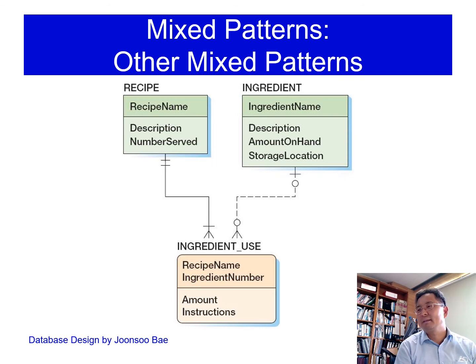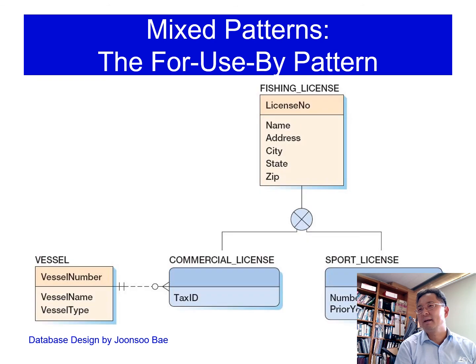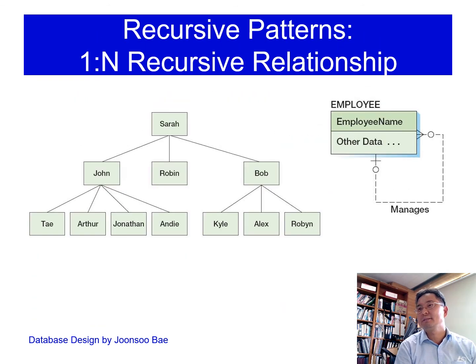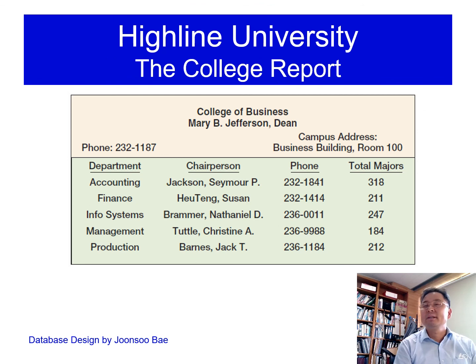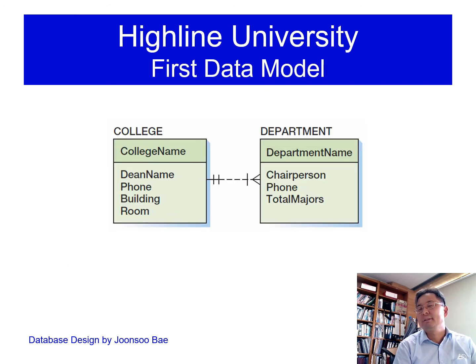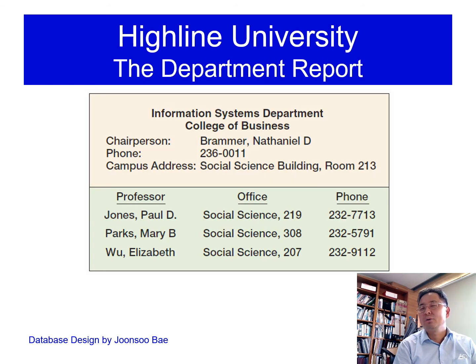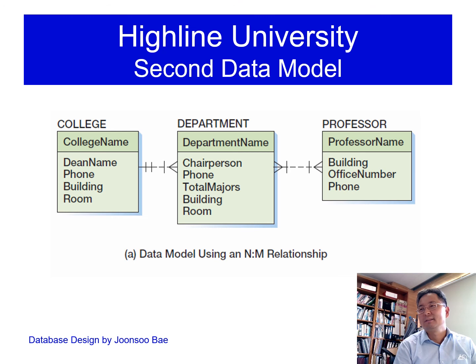Other mixed patterns exist here, so we can skip this one and skip this one. Recursive relation, skip. And the last big example is Highline University. This is a university database, so you can follow all of this example. From this first data model, we start with 2 entities, college and department. And in order to satisfy this user requirement, department report, we added a department entity here.